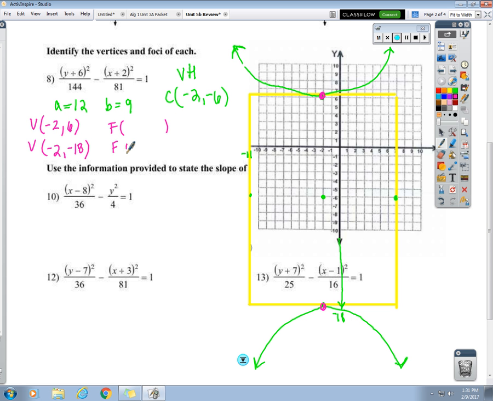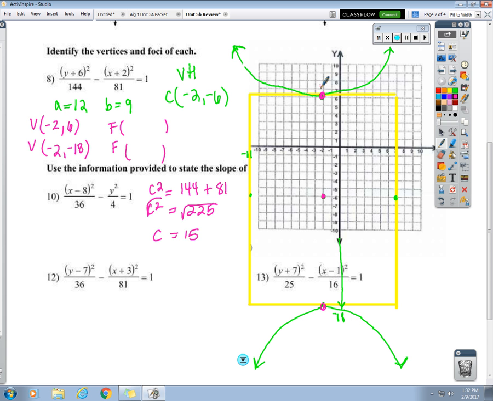Okay, now to find foci, because they want both foci points. The foci formula for a hyperbola is c squared equals a squared plus b squared. So c squared equals a squared, which is 144, plus b squared, which is 81. And what does that combine to be? 225, and then you have to square root it. And what is the square root of 225? 15. Okay, so from the center to get to the foci, we'll be going what directions?